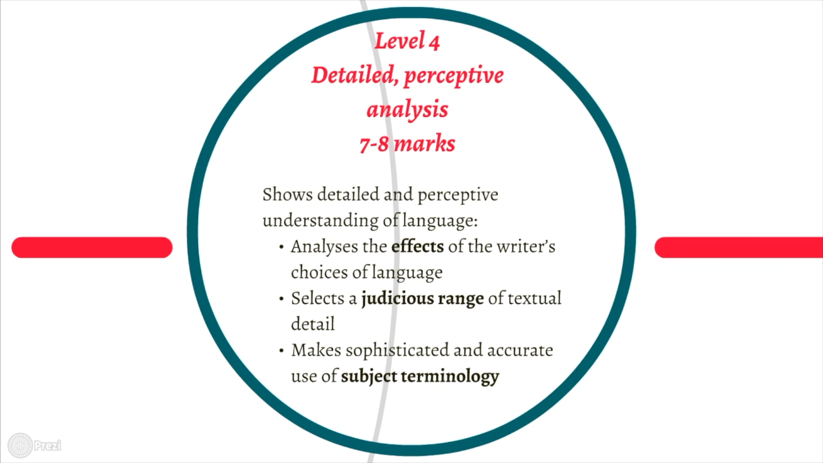It's worth a total of 8 marks, and in order to reach the detailed and perceptive level 4 band, you need to make sure that you focus on the effects of the writer's choices of language. So you need to be able to analyse the effect of specific words within the quotes that you've chosen. You need to select a judicious range of textual detail, and that means making sure that your quotes are varied and that you include them and analyse them in detail. And you also need to use sophisticated and accurate subject terminology. And I'm going to go through now what that means.